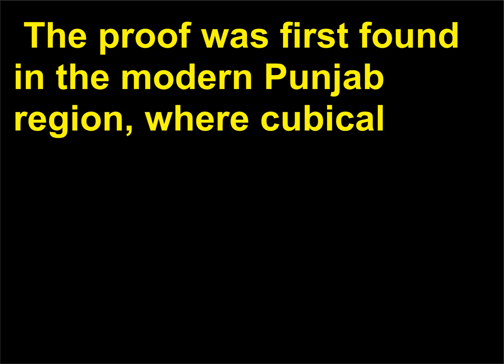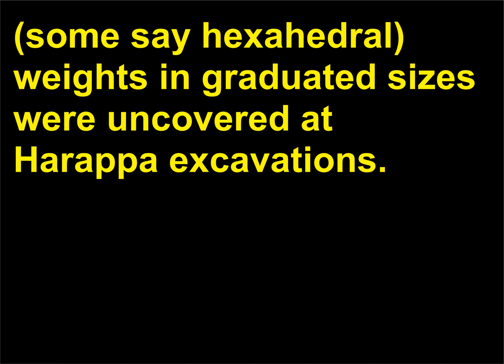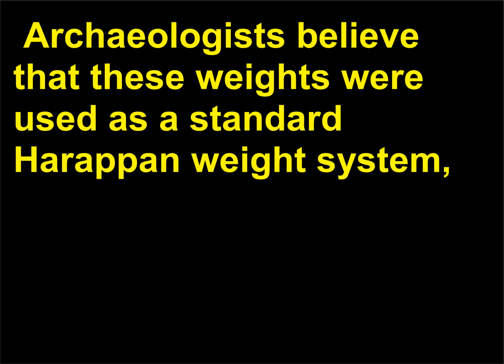The proof was first found in the modern Punjab region, where cubical, some say hexahedral, weights in graduated sizes were uncovered at Harappa excavations. Archaeologists believe that these weights were used as a standard Harappan weight system.